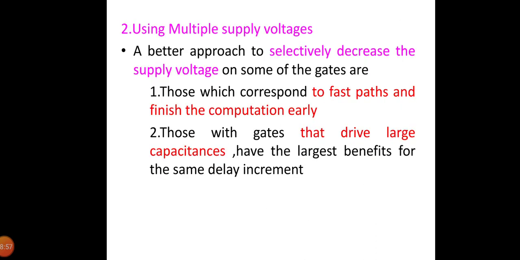And the next concept is using multiple supply voltages. Reducing the supply voltage is fairly straightforward, but it may not be optimal. Reduced supply evenly lowers the power dissipation of all logic gates while evenly increasing their delay. A better approach is to selectively decrease the supply voltage on some of the gates. Those which correspond to fast paths and finish computation early, and those gates that drive large capacitances, have the largest benefit for the same delay increment.